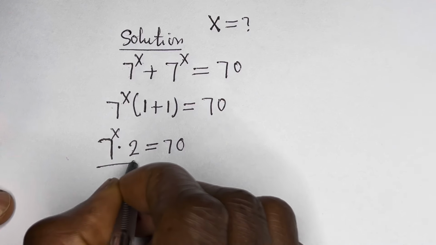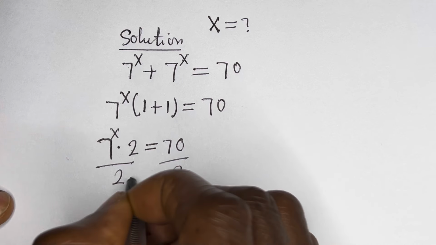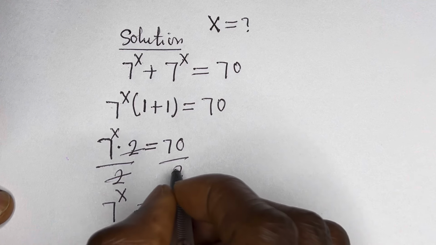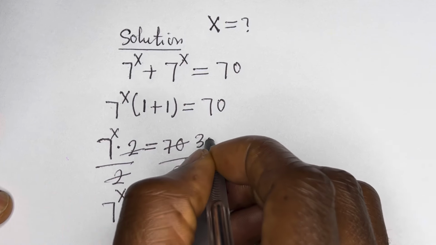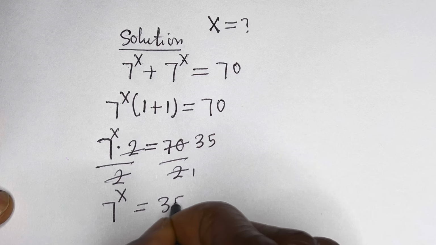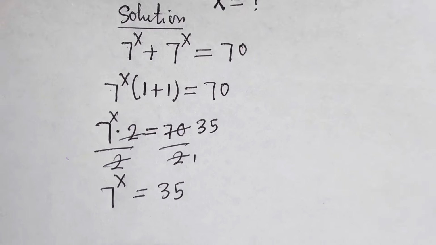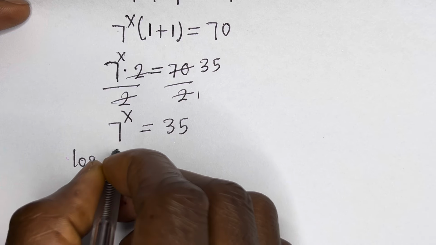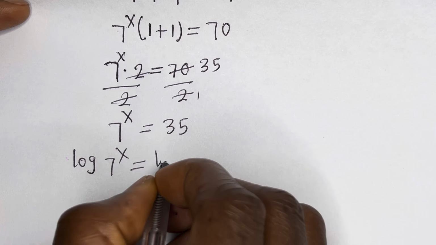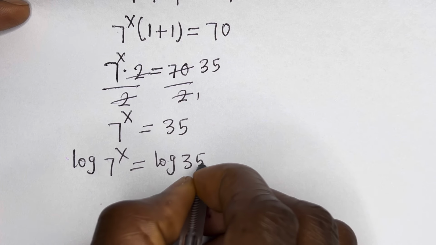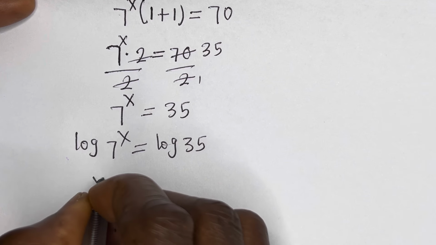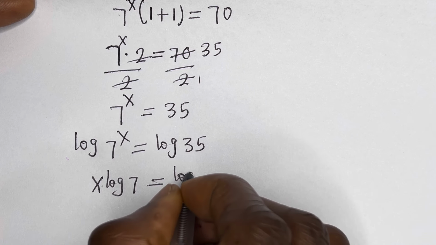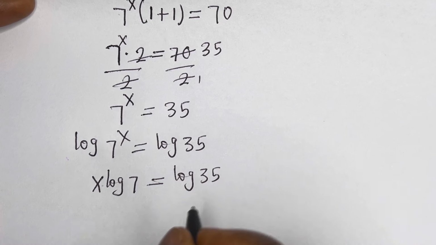Now let us divide both sides of this equation by 2. This cancels this. 7 raised to power s is equal to 35. Now let us take the log on both sides of this equation. We have log 7 raised to power s is equal to log 35. Then this is s log 7 is equal to log 35.